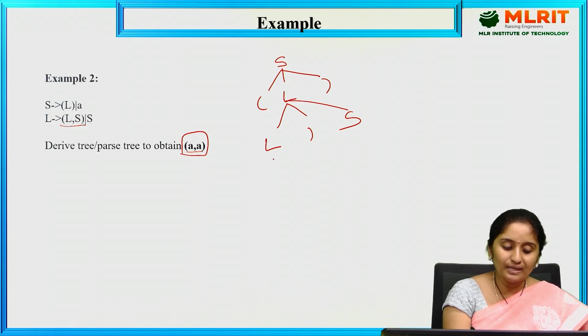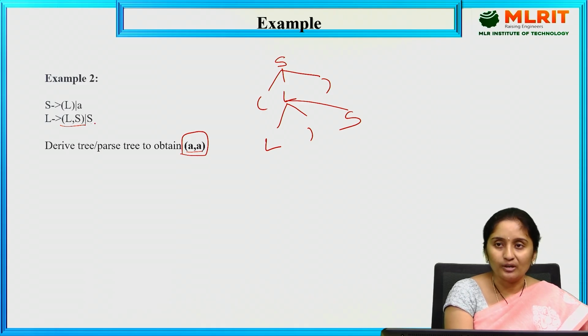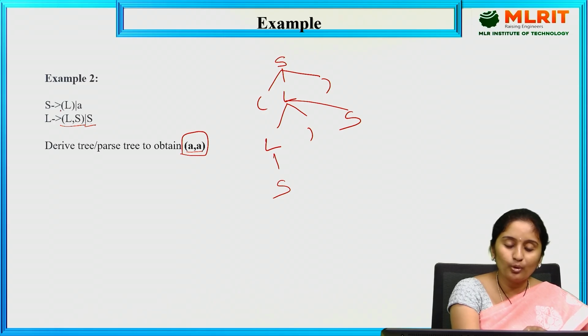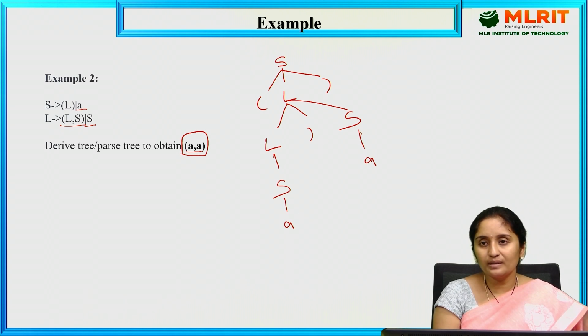So the next one is L. L again I have L comma S or S production. I will be taking the S production. Why? Because I got it in the form of the given string. So it is replaced with S. S can be replaced with open and close bracket L, or A. I will be completing it with A because I am having the string A comma A.